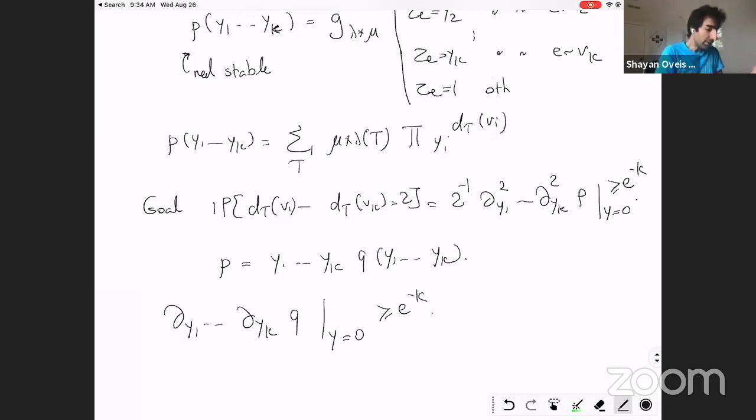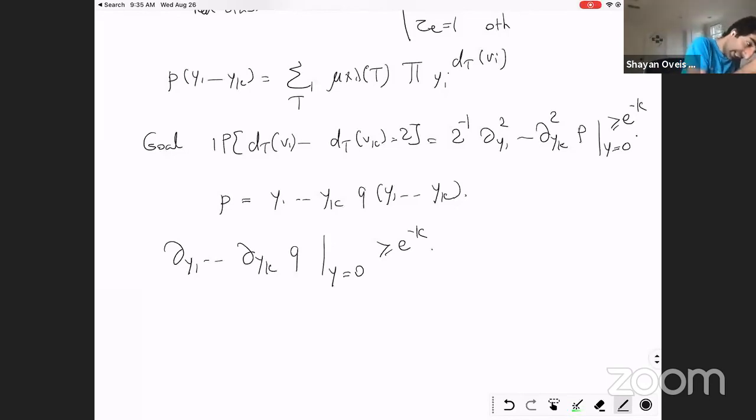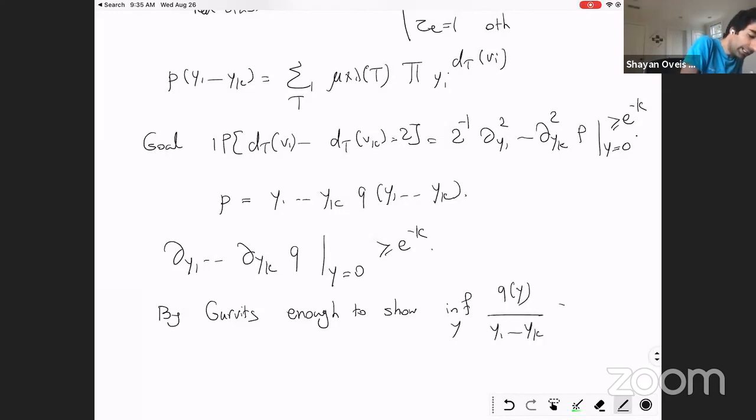Now everything is very nice. Q is real stable. This is exactly a special case of Gurvits's theorem. So by Gurvits's theorem, it is enough to show that the infimum over y of q of y over y_1 up to y_k is at least 1. If I show that, then I'm done. This e to the minus k just comes from the fact that we have k variables. So that's all I need to say.